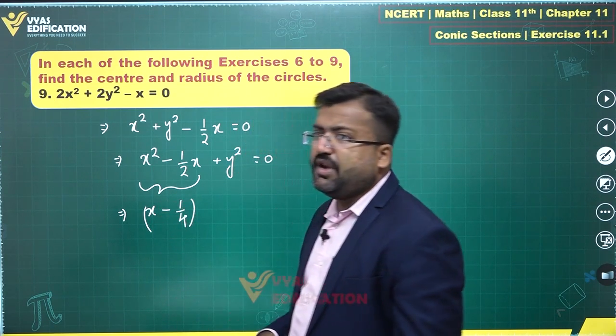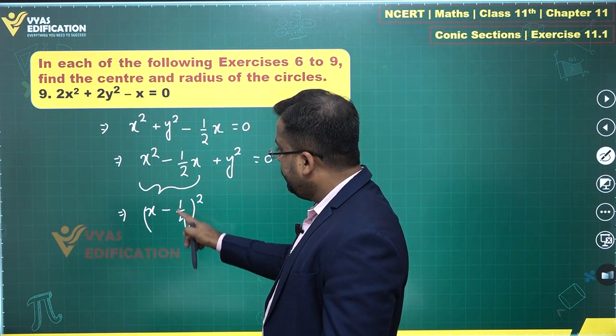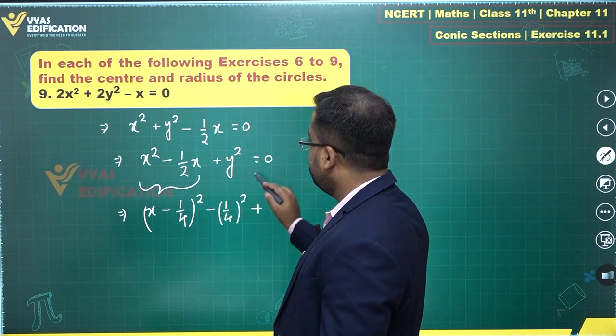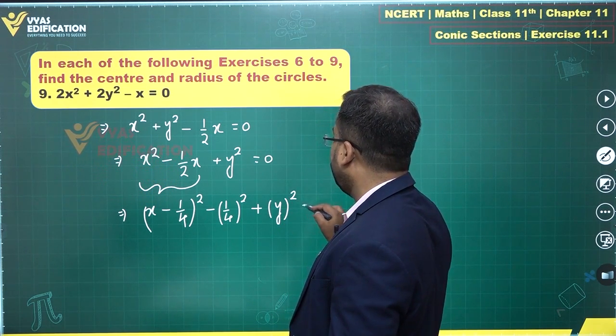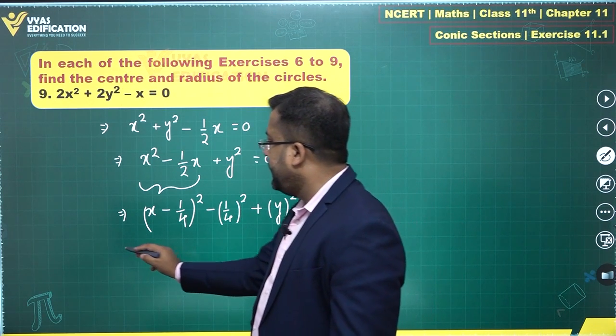Half of half will be 1 by 4. So this is what I get, and there will be an extra term which is 1 by 4 whole squared, and that will be subtracted. This y square is already a perfect square form. This is what I get. Okay, we'll have to bring this over here and write it in the standard form.